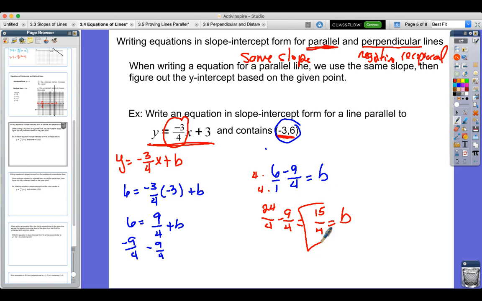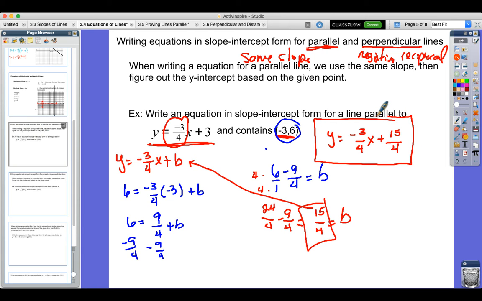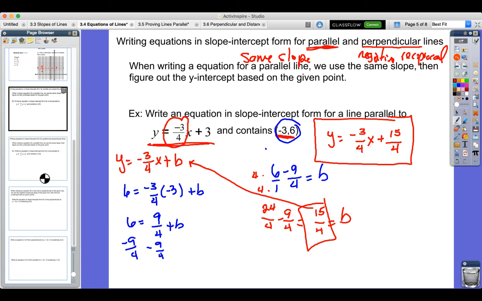So all we got to do now is just take that and substitute it in there, and that's our equation. So our final equation will be in the form of y equals negative 3 over 4x plus 15 over 4. This is a perfectly acceptable answer right there. Let's try a couple more here.